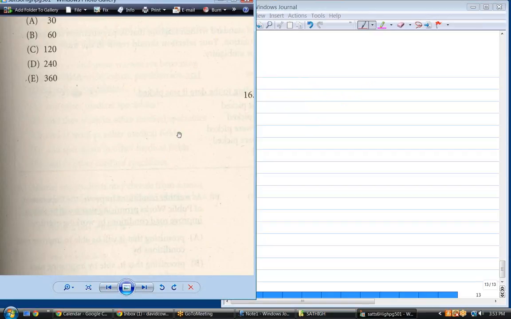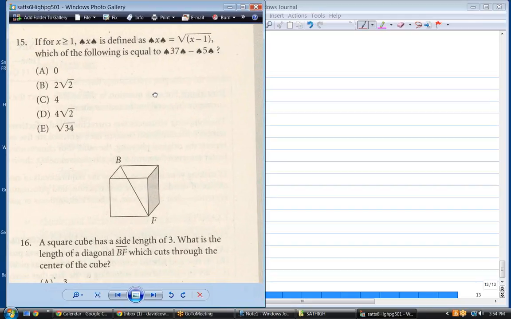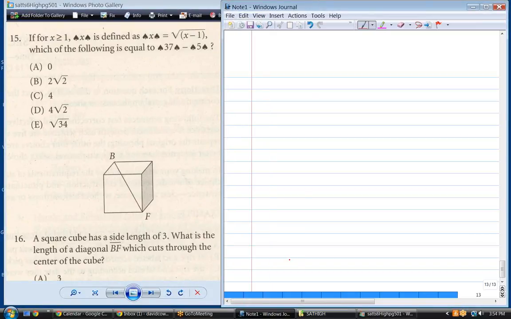Let's see what happened to 15 here. Okay, 15 has got what I call the symbol problems. This is where they make up symbols that basically are mathematical functions, or it's supposed to represent what the function does. And most of these are very straightforward substitution problems. I've never seen one of these that's that hard, if you just look at it as a substitution problem.